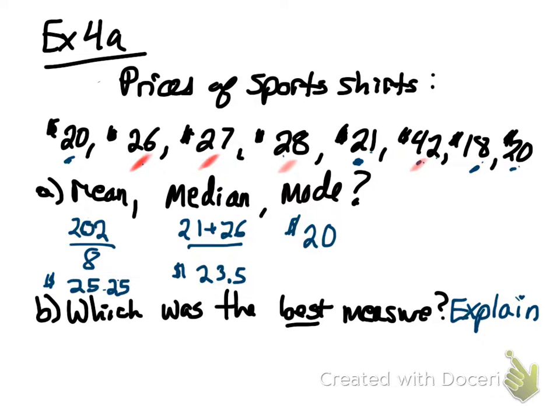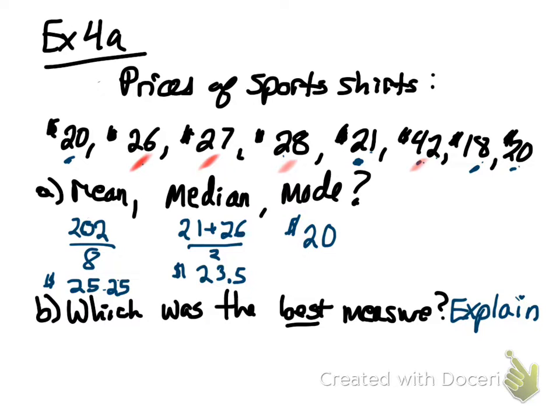Alright, you should have found that the mean was 202 divided by 8 when you add up all those numbers, which is about $25.25. The median, if you line up your numbers in order and trace back to the two middle numbers, are 21 and 26. You add those and divide by 2 and get 23.5 as your median. So find the average of the two middle numbers to get the median. And then the mode, the number that occurs most often, is 20. It occurs 2 times. All the other numbers do not repeat.